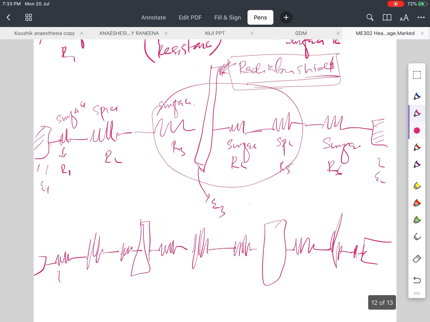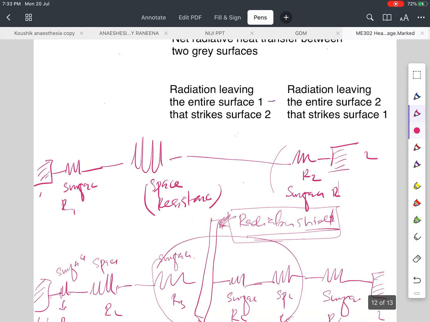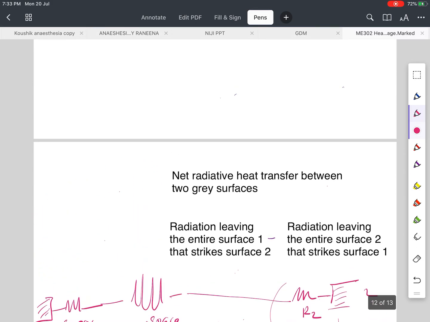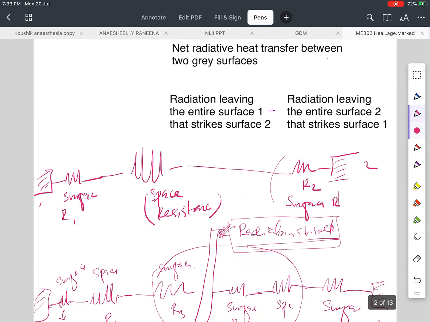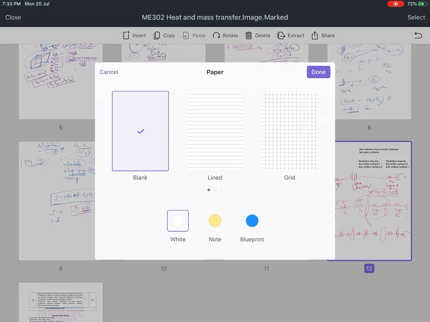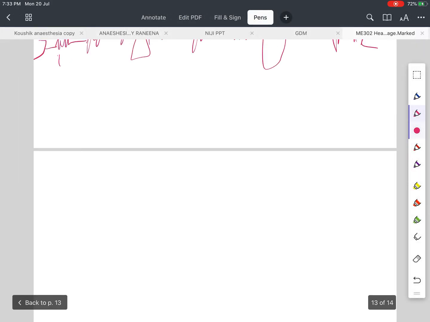Now we have to see what happens with the radiation shield. That I'll explain in the next video. Right now you have to get a feel for what the surface resistance and space resistance associated are. Now you can actually do numericals on this.